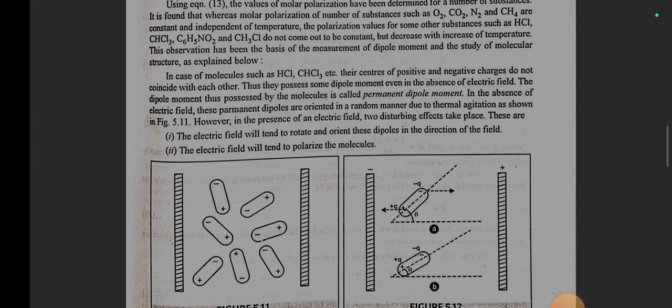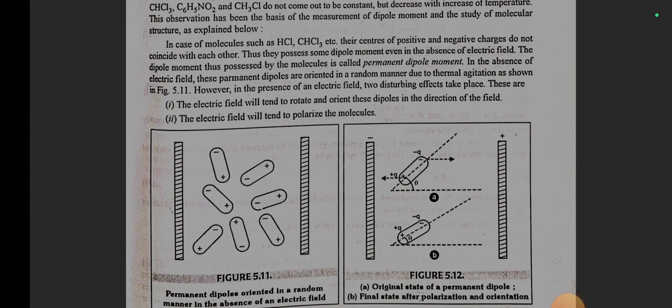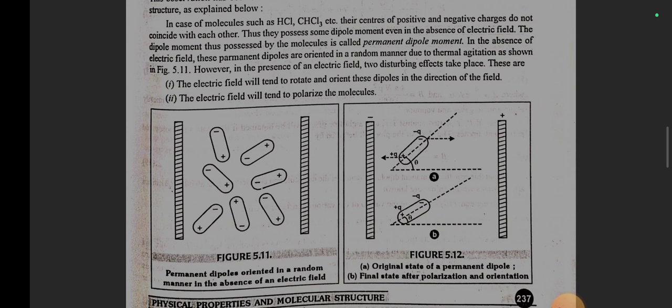In the case of molecules such as HCl, CHCl3, etc., their centers of positive and negative charges do not coincide with each other. Thus, they possess some dipole moment even in the absence of an electric field. The dipole moment thus possessed by the molecule is called permanent dipole moment. In the absence of an electric field, these permanent dipoles are oriented in a random manner due to thermal agitation, as shown in the figure. However, in the presence of an electric field, two disturbing effects take place.